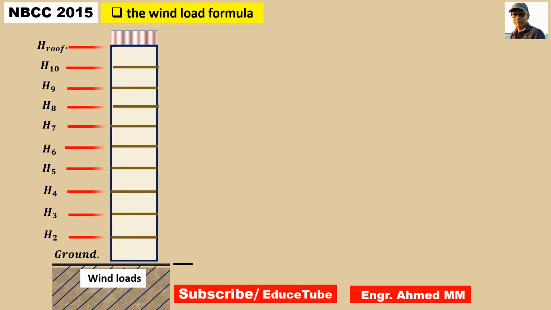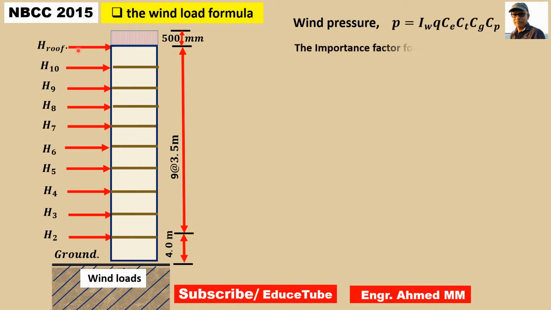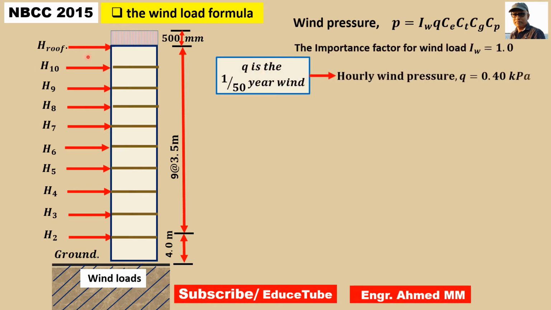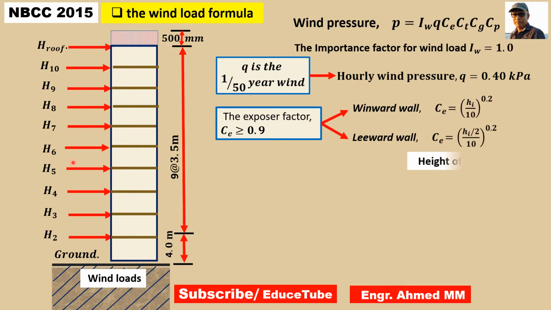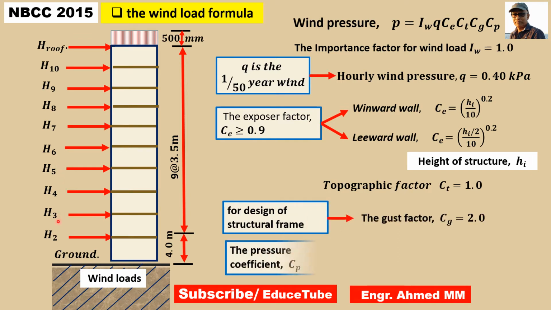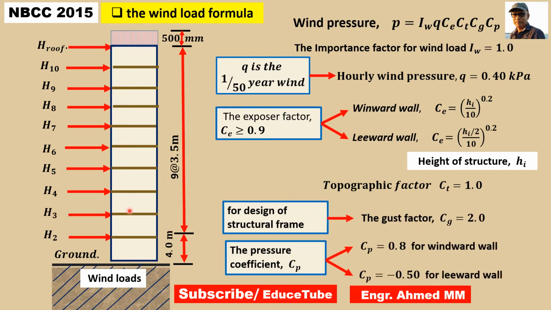So this is the elevation of the shear wall. Here wind load directions are given, as well as marked according to the floor. Like at the 3rd floor it is H3, 8th floor it is H8. So these are the wind loads. Now we have to use the wind load formula to find the wind load acting at the roof and floor levels.